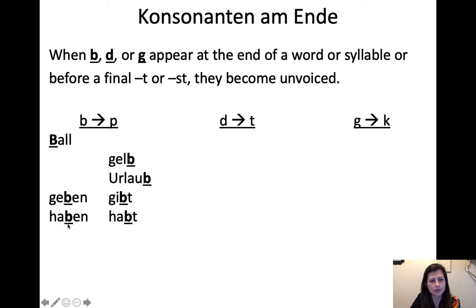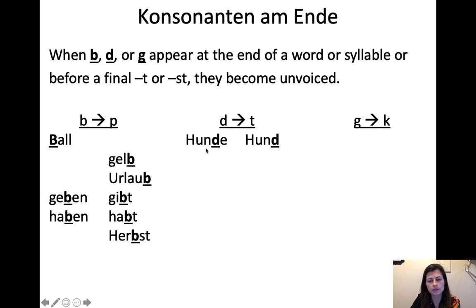Haben, normal B, beginning of a syllable. But then habt. Haben, habt. Herbst. Before it, ST, counts as the end of a syllable. Herbst. Okay, same thing with D changing into T sound.